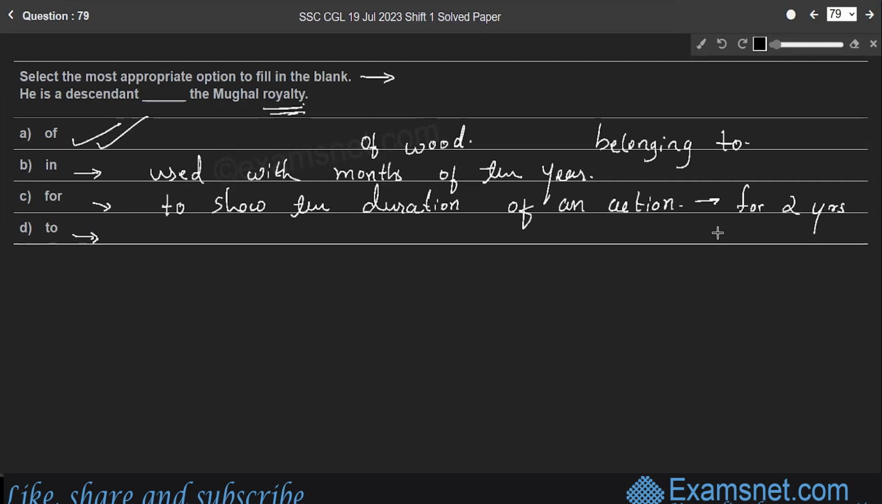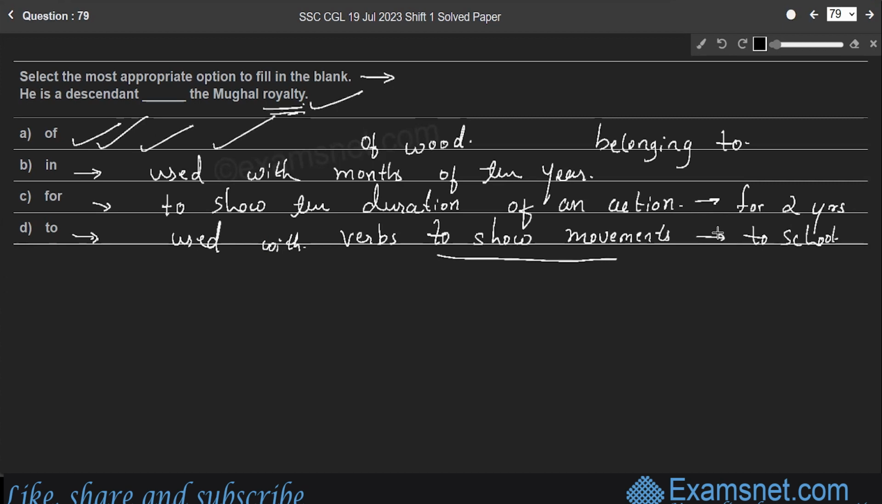Next is to. The preposition to is used with verbs to show movements, for example, to school. For example, you have been to Australia, haven't you? So it is used with verbs to show movements. You have been to Australia. So for the given question, "He is a descendant of the Mughal royalty," option A is the right answer.